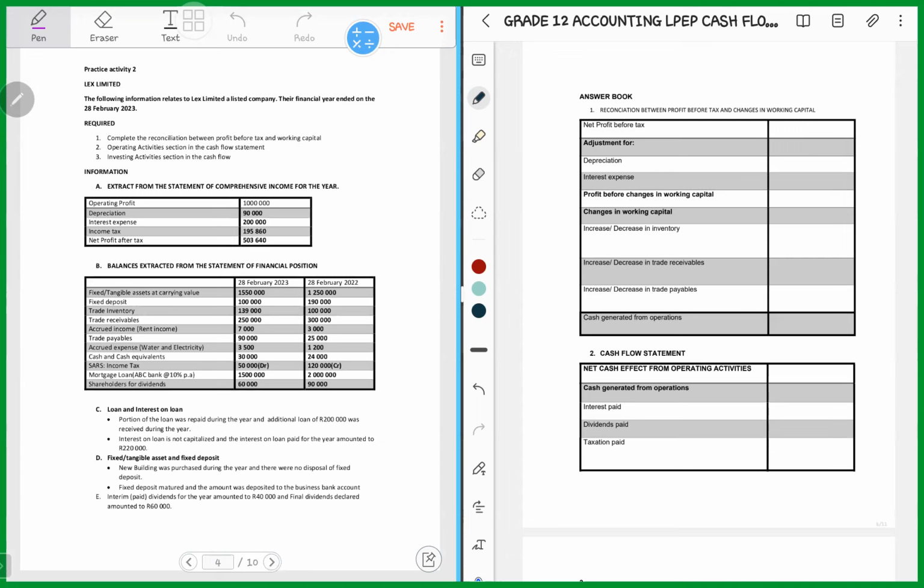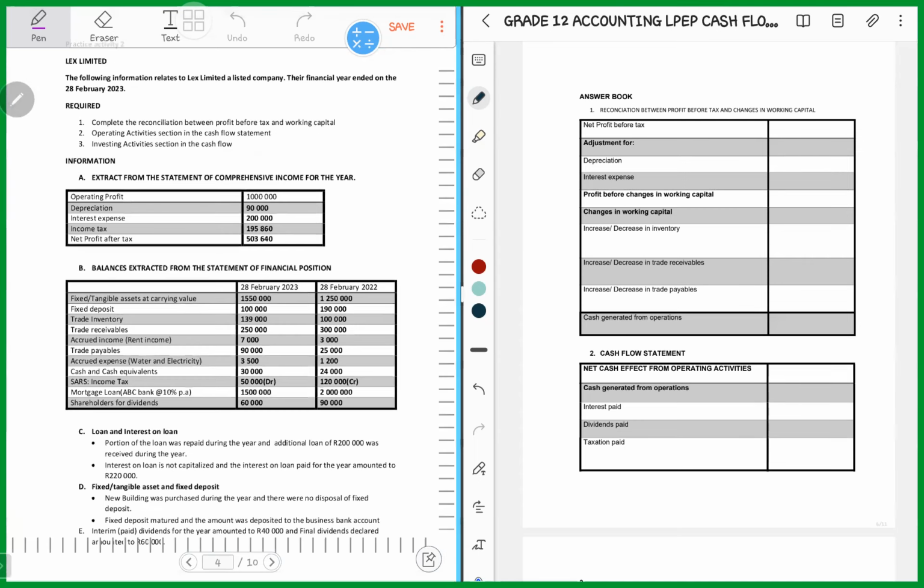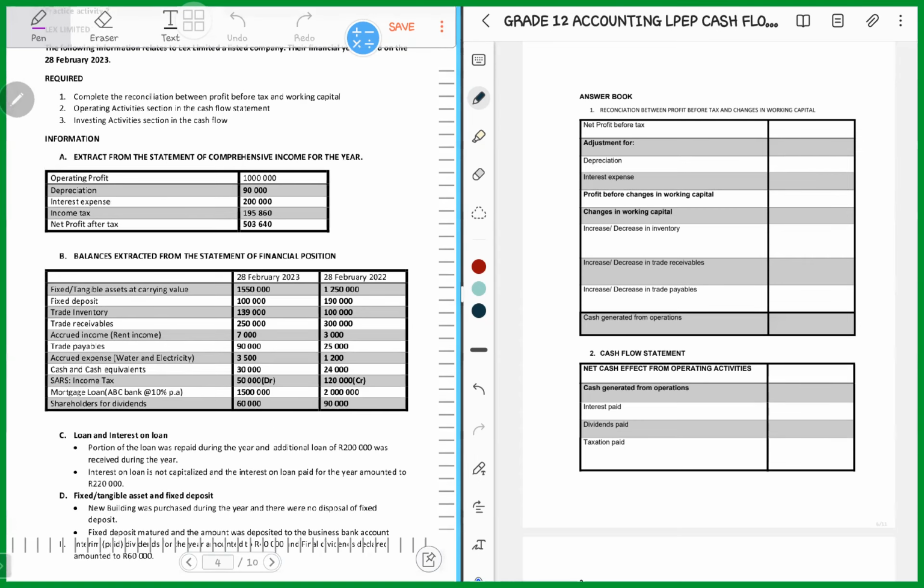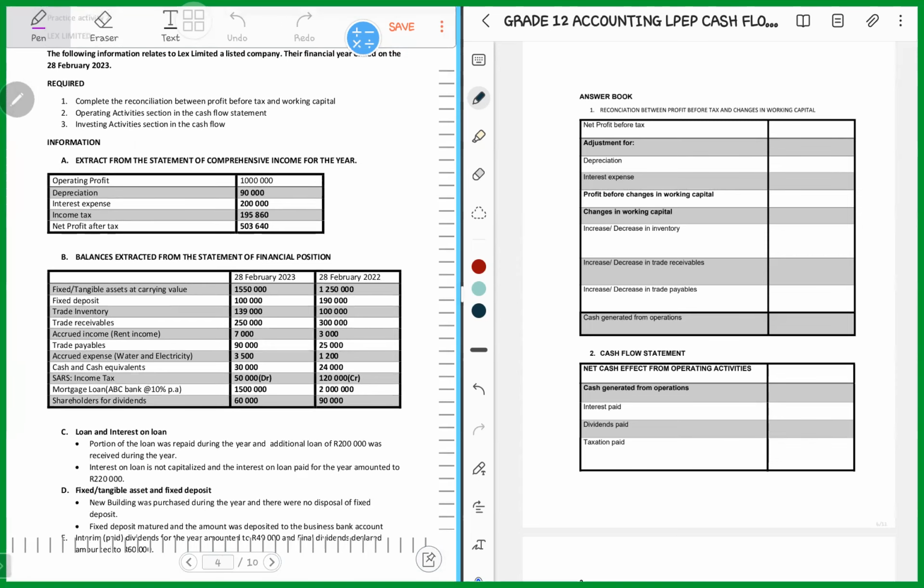Okay, so here they said the following information relates to Lex Limited, a listed company. Their financial year ended on 28th of February 2023. They're saying complete the reconciliation between profit before tax and changes in working capital note. They are also saying that we should prepare the operating activity section in the cash flow statement and also the investing activity section in the cash flow.